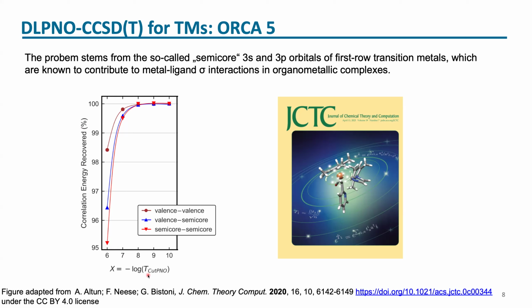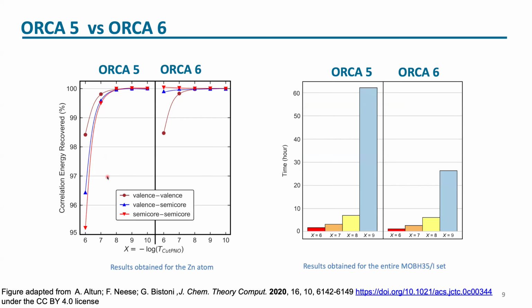You can see that recovering semicore correlation is very challenging, especially with large TCutPNO thresholds. This led, in some critical cases, to significant deviations between canonical and DLPNO coupled cluster for systems containing first-row transition metals. And so we have addressed this aspect in ORCA 6.0.